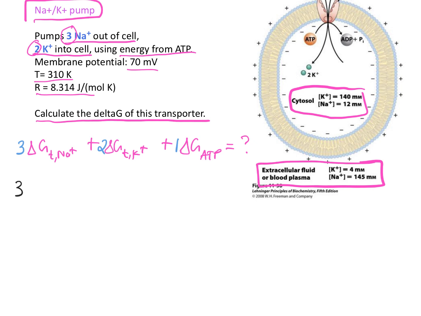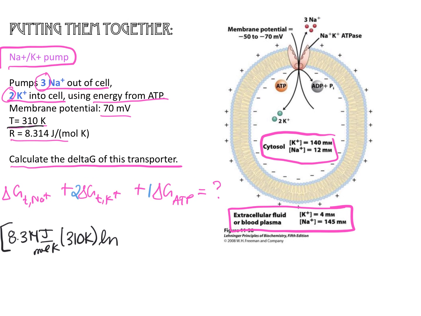Okay, 3, and then I'll just kind of do a bracket. Okay, so 8.314 joules per mole Kelvin. My temperature is still 310. ln, let's see what my C2 is. We're moving sodium out, so that would put 145 on the outside. That's my C2, and then this is my C1. Plus, sodium has a +1.